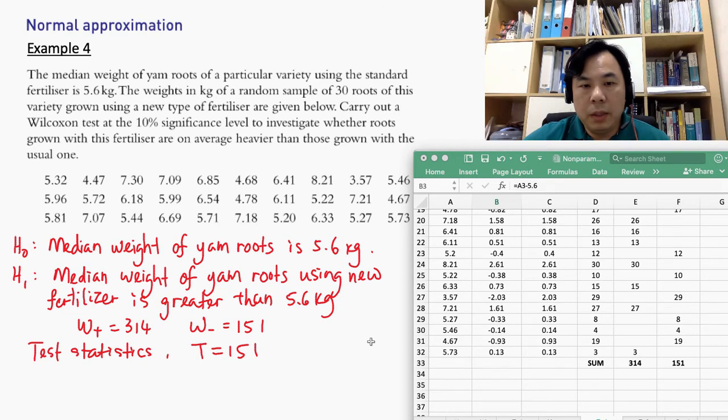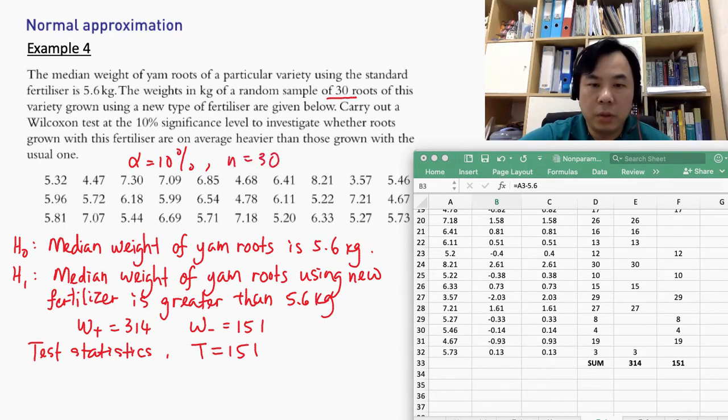Now the next step, as usual, is to refer to our data booklet. Knowing that the significance level is 10%, this is a single-tail test. The sample size is 30, so n is equal to 30. So we are going to refer to the data booklet now.